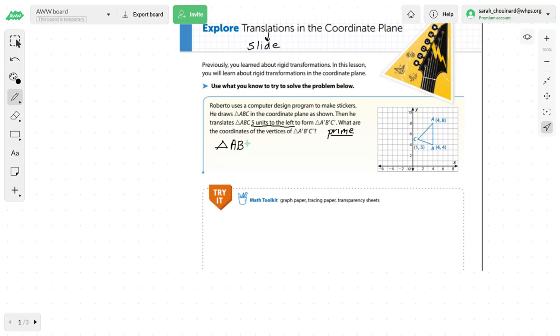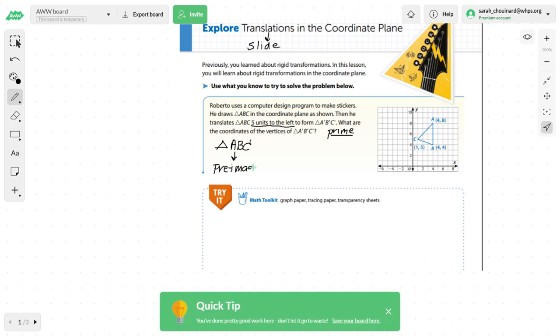When we see triangle ABC, his first image, we call that the pre-image. And then after he translates it, when we get A prime, B prime, C prime, that is called the image once it's translated. So pre-image and image, there's no post-image. So he is taking it 5 units to the left.